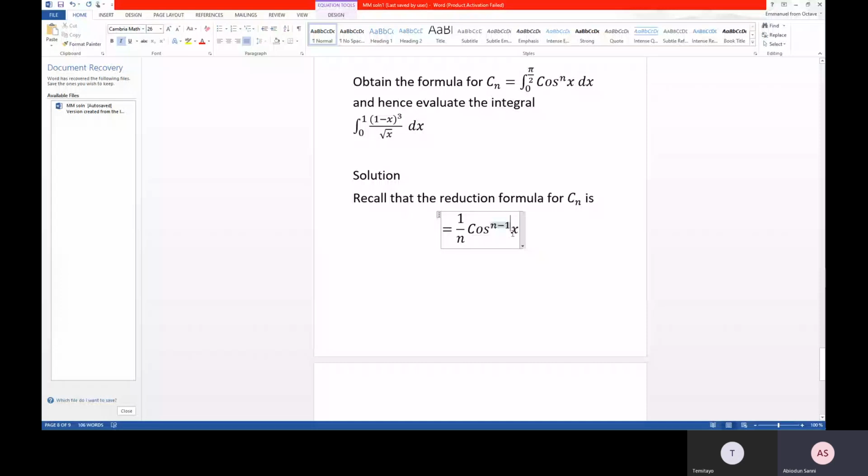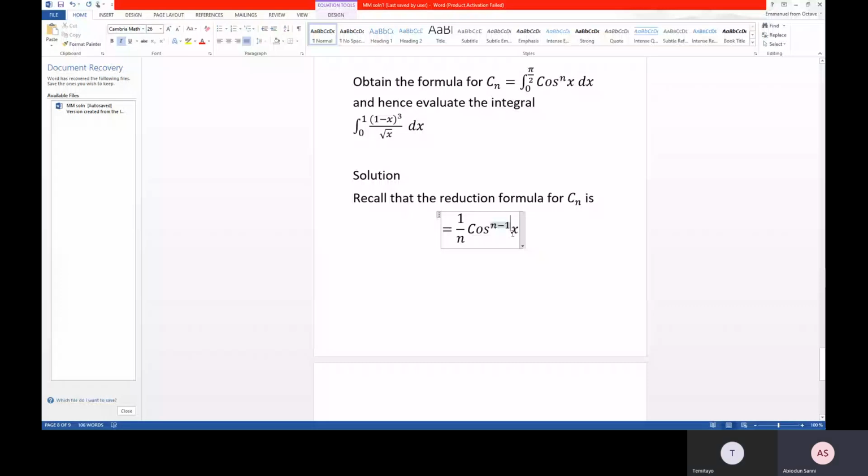So this gives us the reduction formula for say cos. But nevertheless, don't forget that this one has boundaries, which range from 0 to pi over 2.